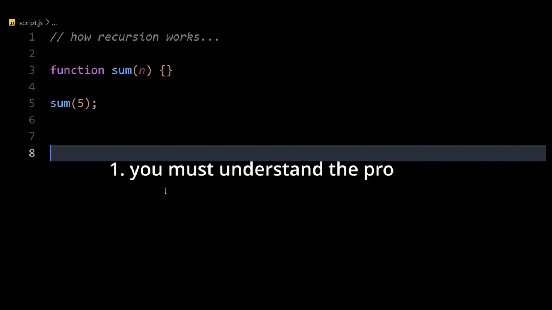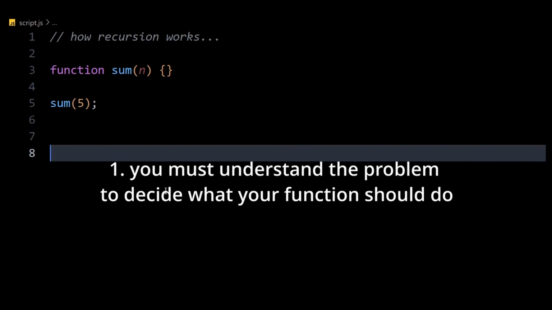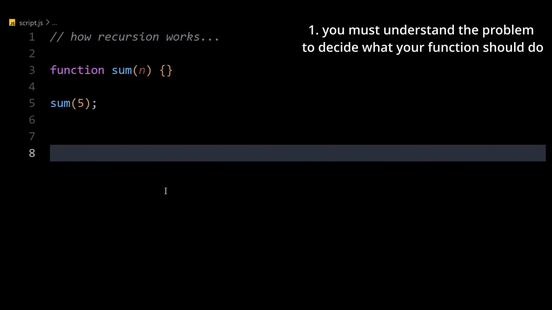So first, you must understand the problem to decide what your function should do. You don't need to think about what your function currently does. You only need to think about what your function needs to do in general. This will prevent you from tracing every function call. So in our example, it's clear that the function should return an integer sum from 1 to n.